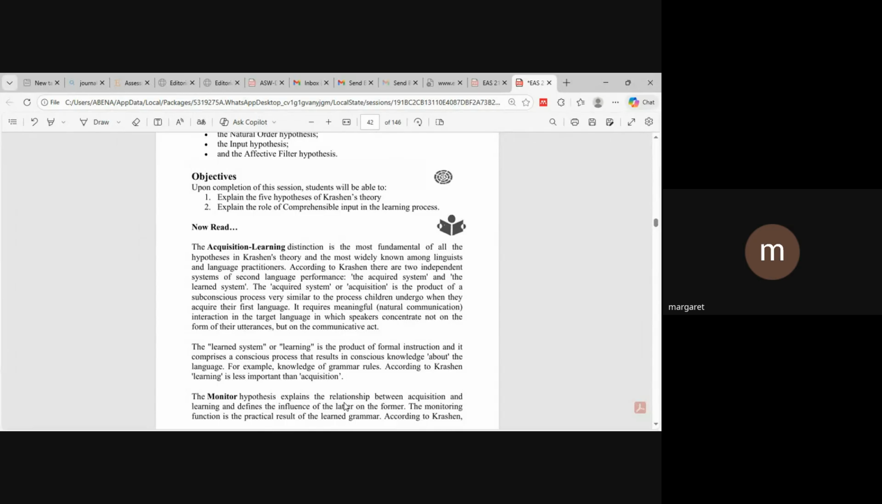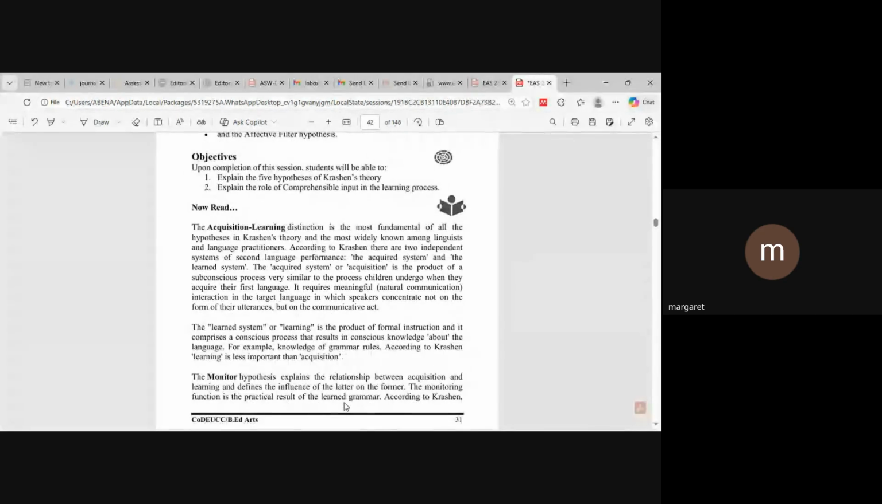When I mean the science of the language, the grammar of the language, the various means of writing in the language. Right. So that is the first hypothesis. The second hypothesis is the monitor hypothesis. Now, the monitor hypothesis is trying to relate the acquired system and the learned system. Okay. This monitor system is saying that there is a relationship between the acquired system and the learned system that we spoke of as the first hypothesis.